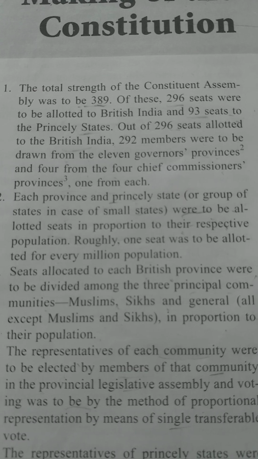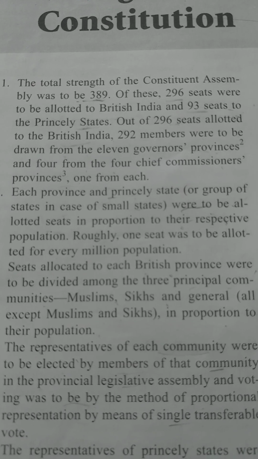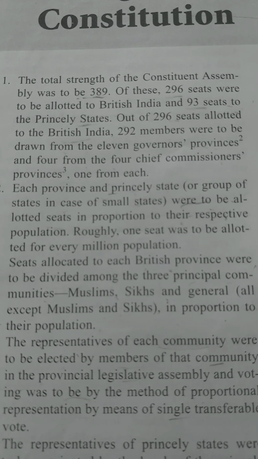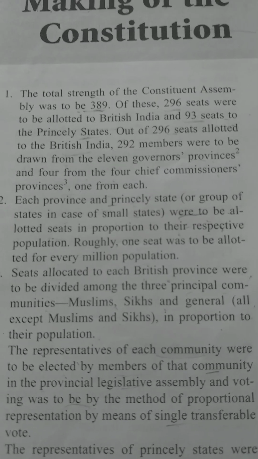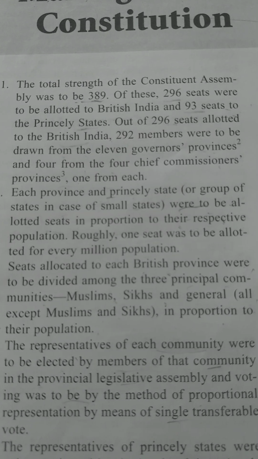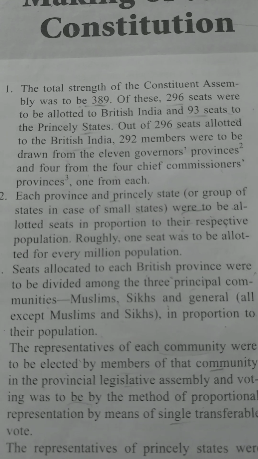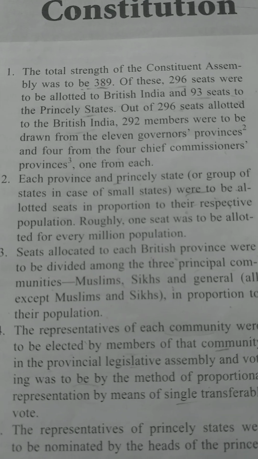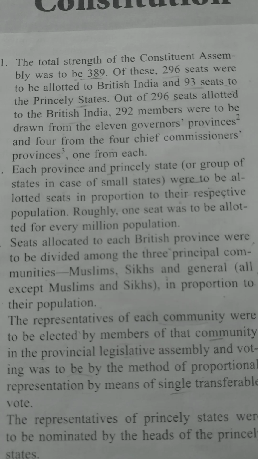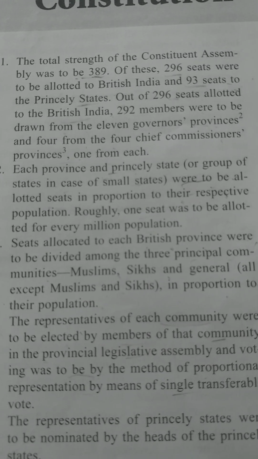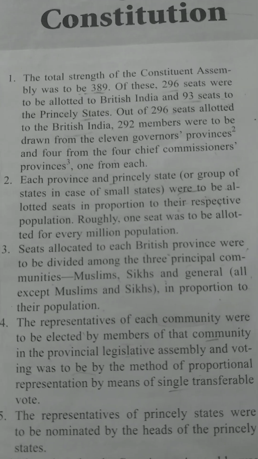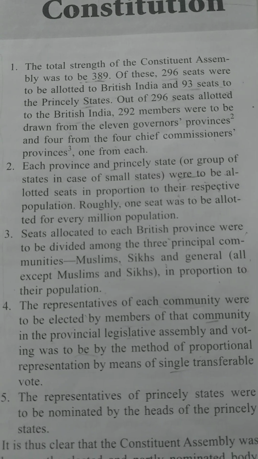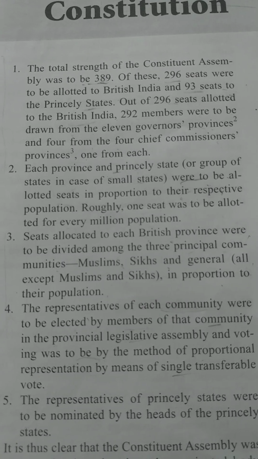Out of the 296 seats allotted to British India, 292 members were to be drawn from the 11 governors' provinces and 4 from the 4 chief commissioners' provinces, one from each. Each province and princely state was to be allotted seats in proportion to its population. Roughly one seat was to be allotted for every million population.